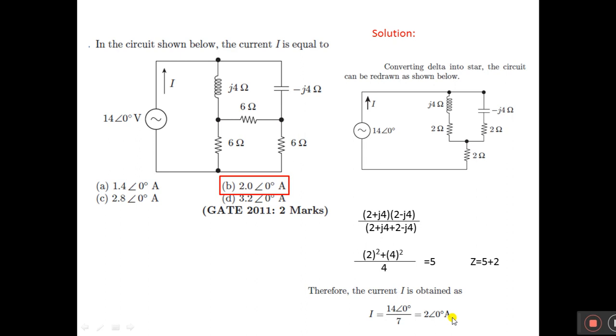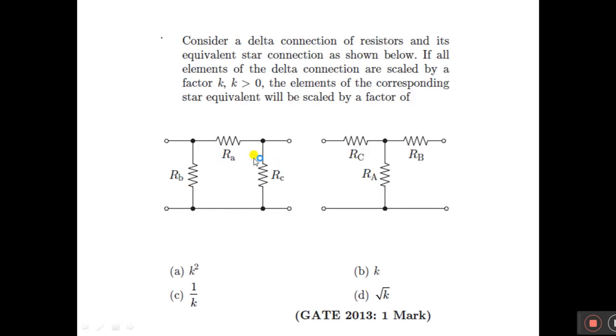Next one. This question was asked in GATE 2013. One more question. Consider a delta connection of resistors and its equivalent star connection as shown below. If all elements of the delta connection are scaled by a factor k, where k is greater than 0, the elements of the corresponding star equivalent will be scaled by a factor. So on one side the delta network is given, on the other side the star network. Option A is k square, option B k, option C 1 by k, option D square root of k.